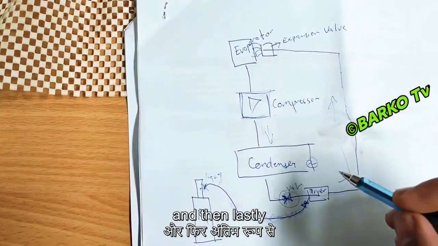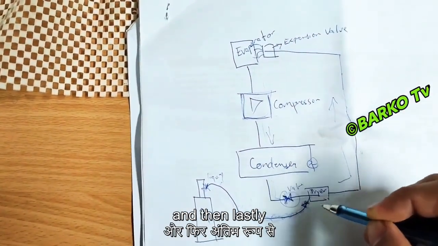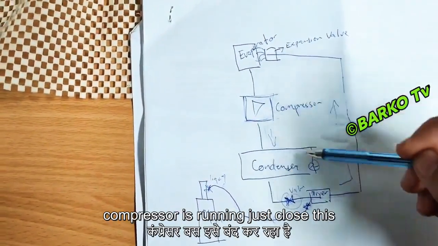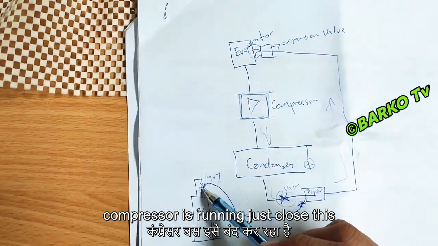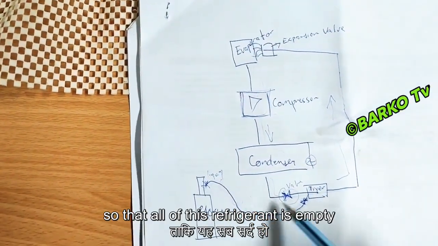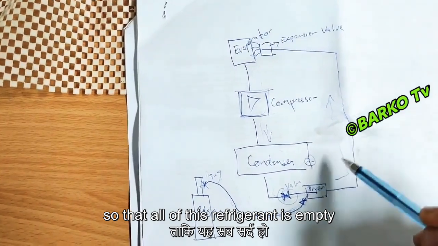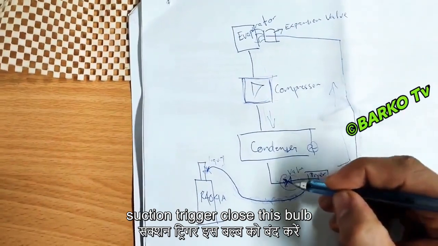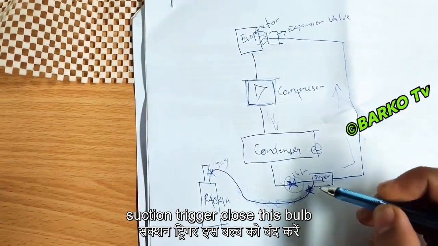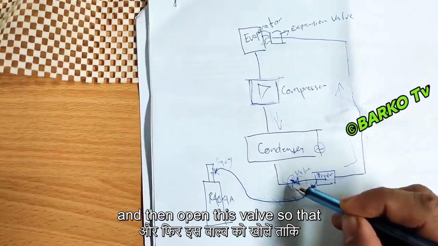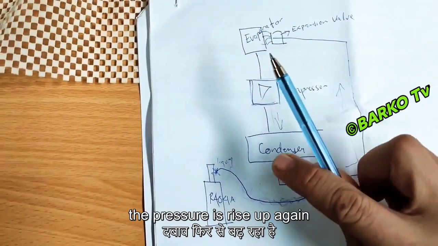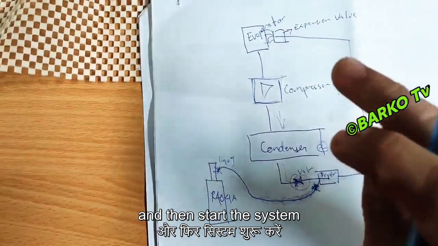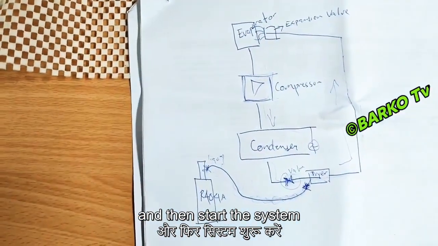And then lastly, the last cycle, when this compressor is running, just close this valve so that all of this refrigerant is empty. And then after this compressor stops with the low suction triggered, close this valve and then open this valve so that the pressure is rise up again, and then start the system.